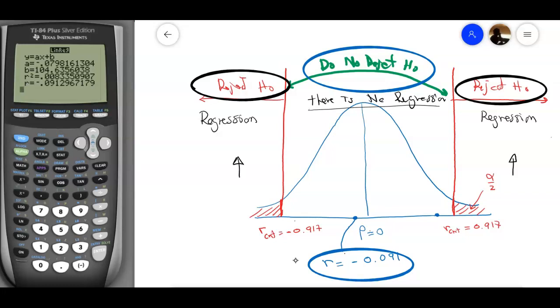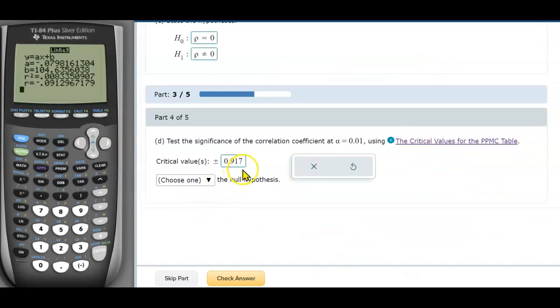If you don't reject H0, there is no regression. So we don't have enough evidence to prove there is a relationship. All right, I hope this explains it. Let's go back. So we do not reject the null hypothesis, and that is bad for the regression.